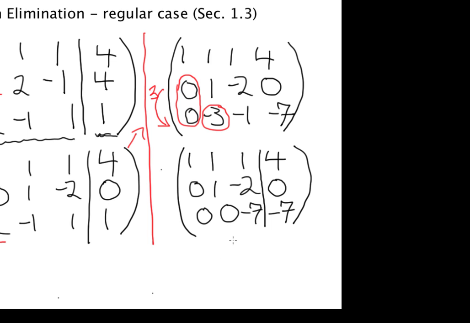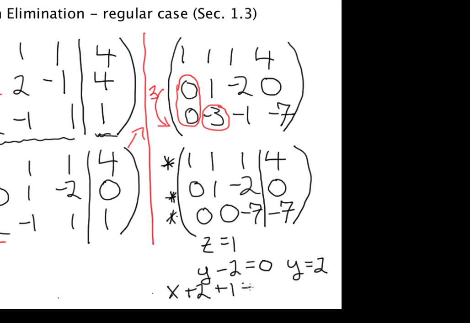Okay, so now the matrix is in upper triangular form, and it's very easy to solve it by back substitution. The third row tells you that z is equal to 1. And then when you plug that into the second row, you get y minus 2 is equal to 0, which says that y is equal to 2. And when you plug both of those into the first row, you get that x plus 2 plus 1 is equal to 4, which says that x is equal to 1.